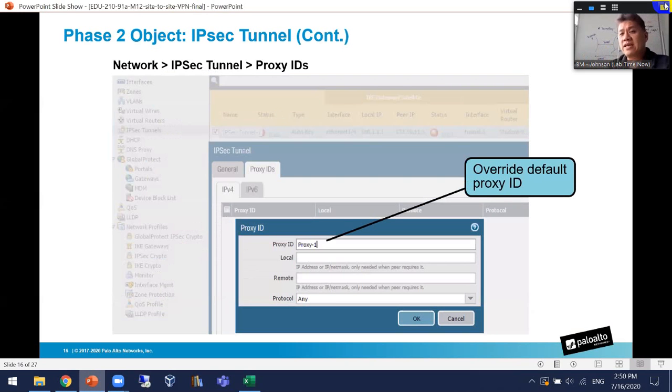Just now we were saying proxy ID. You put the proxy ID in the tunnel. Then what will happen is when the traffic comes through, you're able to identify it.